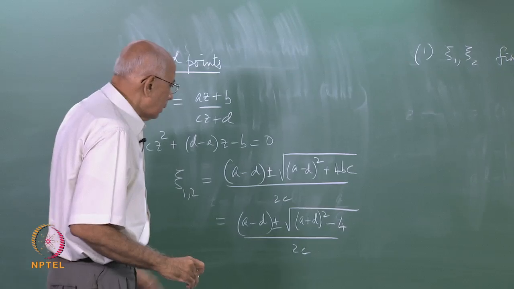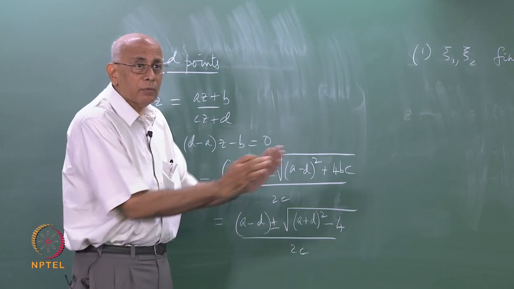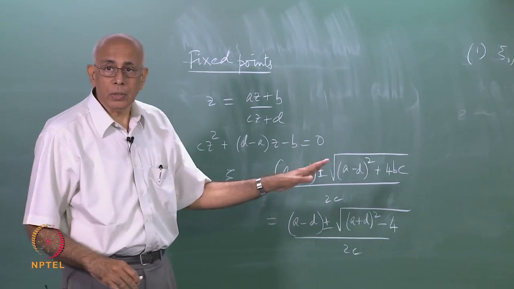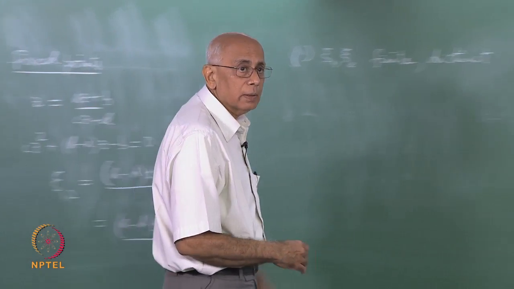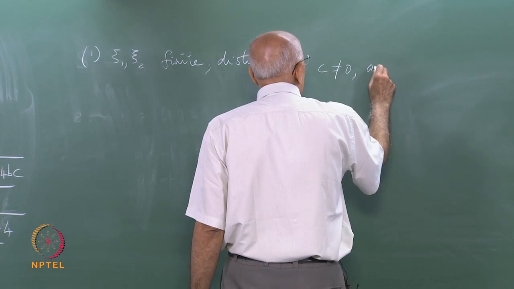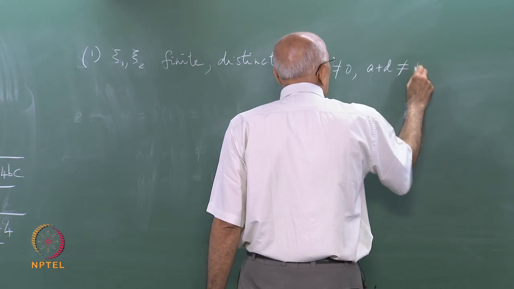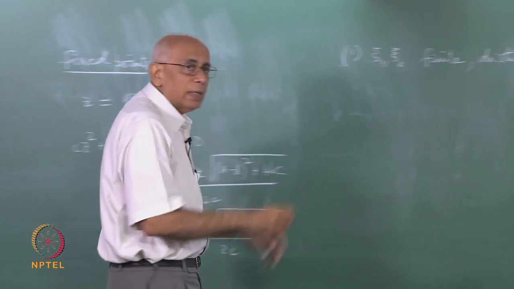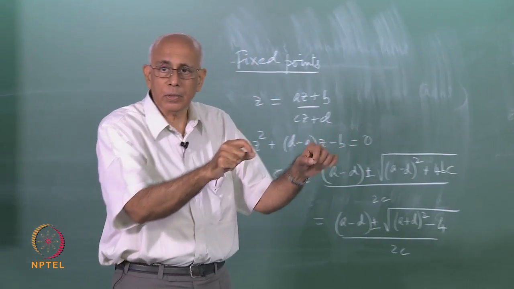That would mean that C is not 0, there are finite points, and A plus D is not equal to plus or minus 2. That is the most general case that you can have. So C not equal to 0, A plus D not equal to plus or minus 2. Two distinct fixed points somewhere on the Riemann sphere.